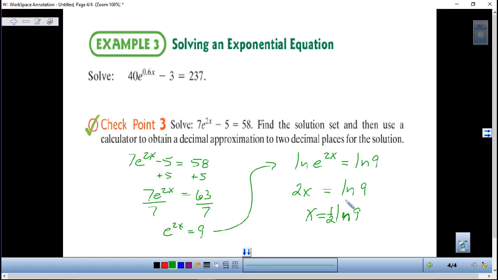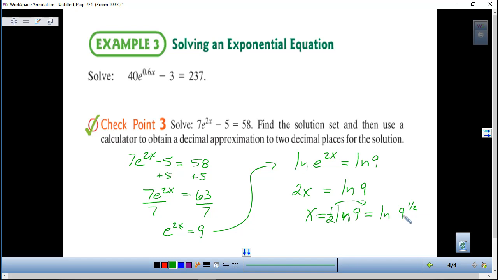Alright, so here's what the answer is. This is probably where you stopped, but I want to show you something. We got 1/2 natural log of 9. Well, you can do more simplification of this. If you take that power and move it up there, we're going to get the natural log of 9 to the 1/2 power.